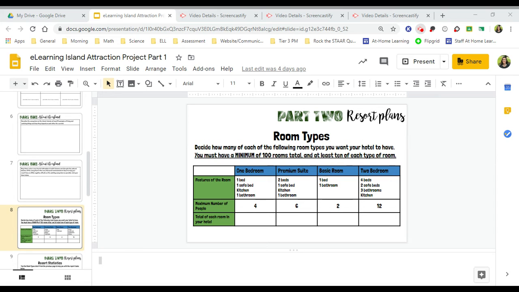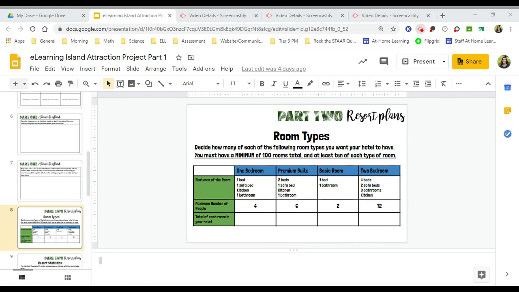My next question. How many guests total can fit in your hotel? This is where you need to take the number of rooms that you have and multiply it by how many people can fit in each of those rooms. So for the 1-bedroom, I'm going to do 50 times 4, which gets me 200 people. I'm going to do 50 times 6 for the premium suite, which gets me 300 people. I'm going to do 25 times 2 for the basic room. That gets me 50 more people.